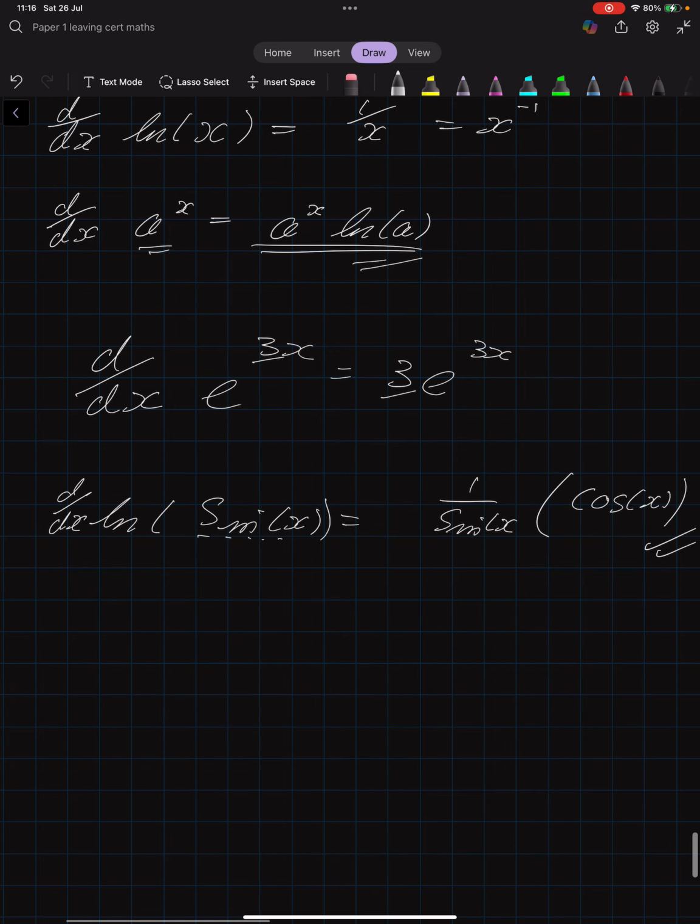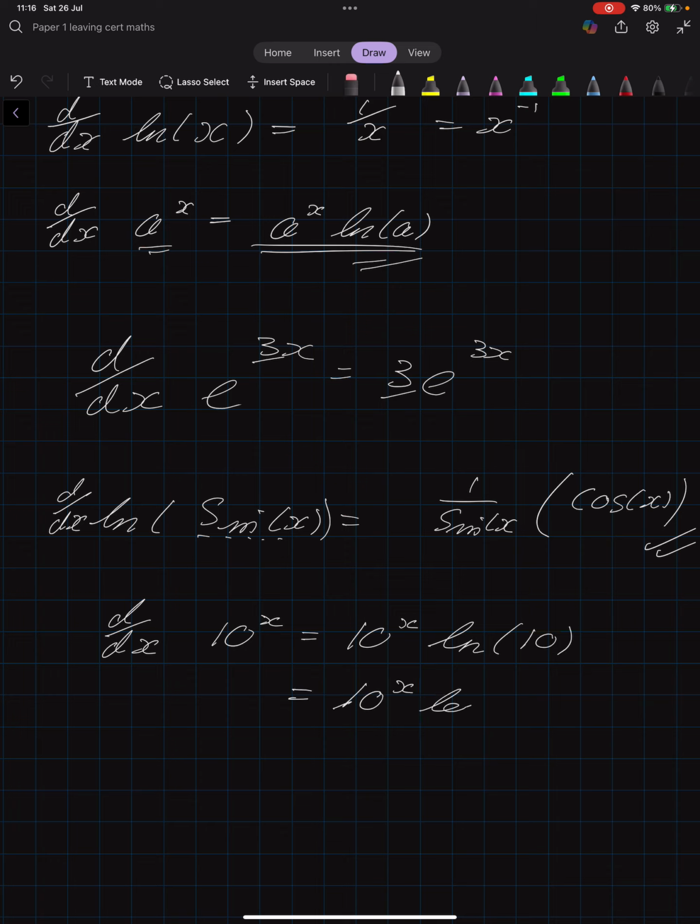And then if I differentiate, say, d/dx of 10 to the power of x, this is simply 10 to the power of x multiplied by the natural log of 10. So remember, this is 10 to the power of x times log to the base e of 10. Just to be clear and transparent.